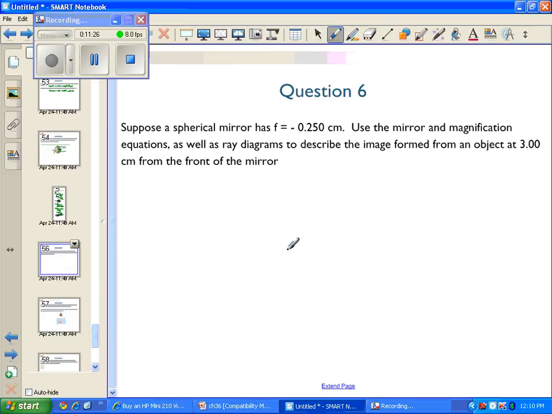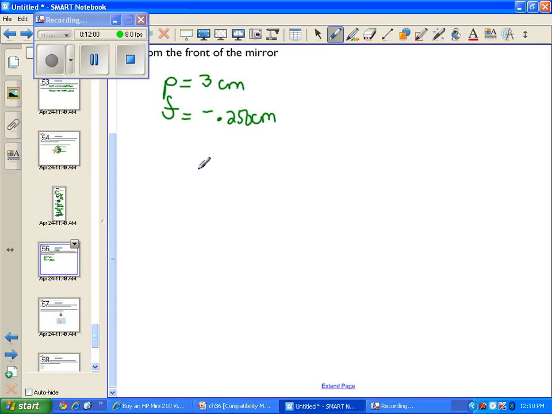Next question. Suppose a spherical mirror has a focal length which is negative 0.25 centimeters. Use the mirror and the magnification equations as well as ray diagrams to describe the image which is formed when the object is at 3 centimeters from the front of the mirror. So F here is minus 0.25, and this of course tells us that it's a convex mirror because of that negative sign.